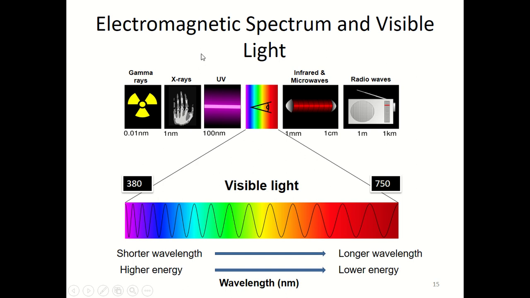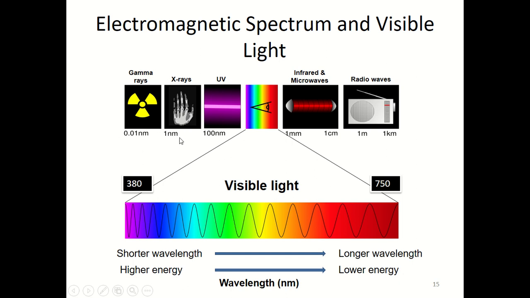In the electromagnetic spectrum, the wavelength starts from 0.01 nanometer, very short, up to 1 kilometer of wavelength. So the shorter the wavelength, as you can see over here, the higher the energy. The longer the wavelength, the lower the energy. The ones that have higher energy over here are gamma rays and also X-rays.